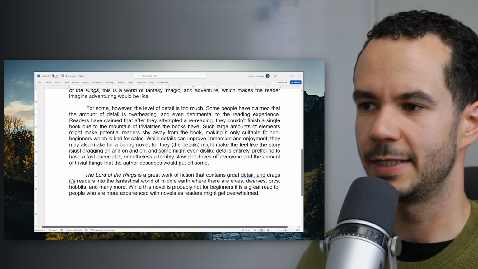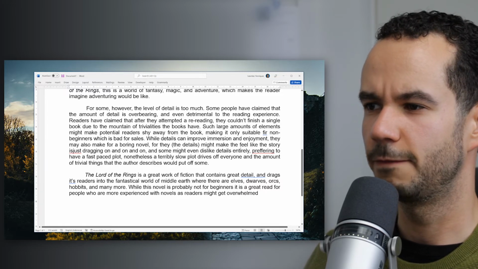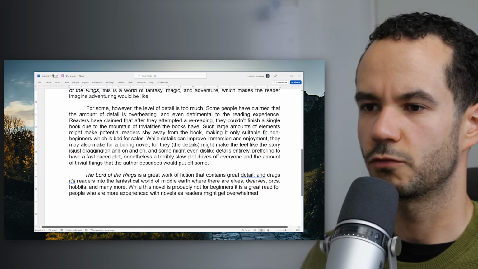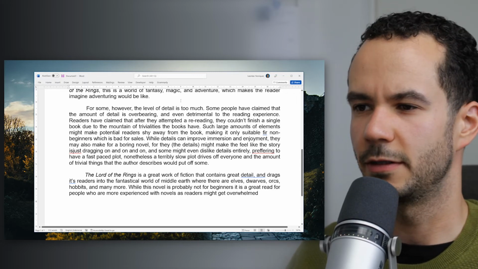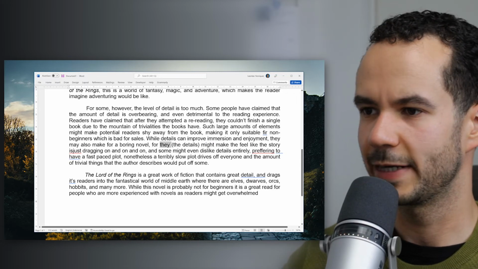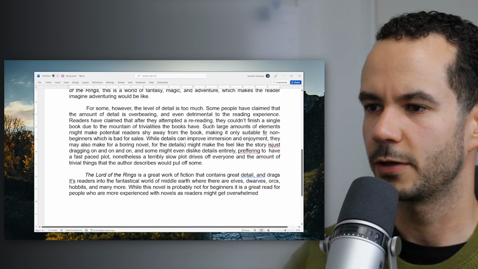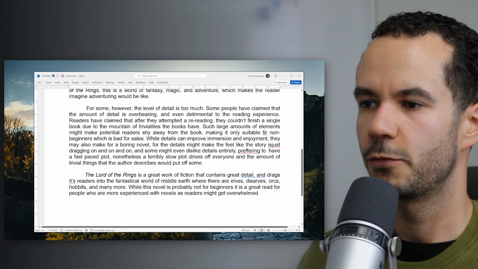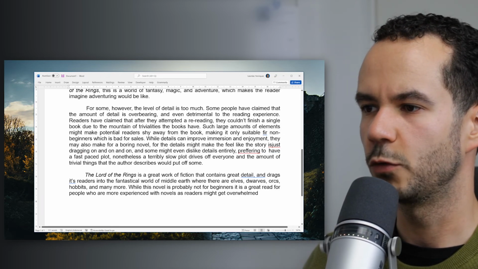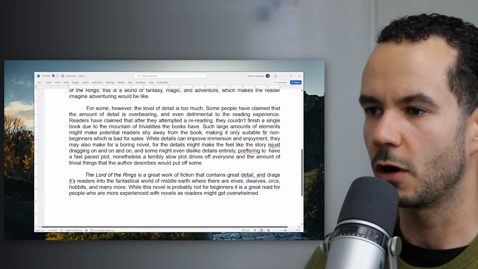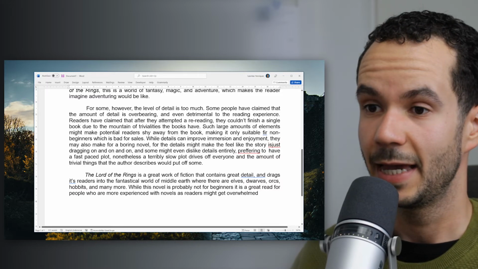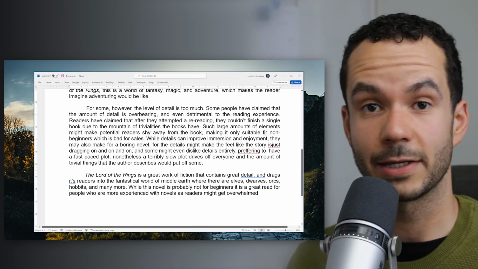For the details, might make the feel like the story is just dragging on and on. So the first thing I'm going to remove here is the "they", because we already have the details, so I can change it into this. For the details, might make the feel like the story is just dragging on and on. What I can say is I can use dragging on and on as a verb.